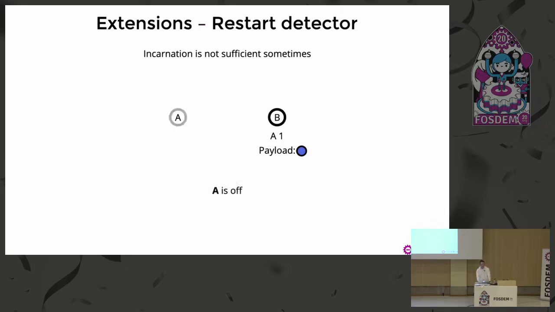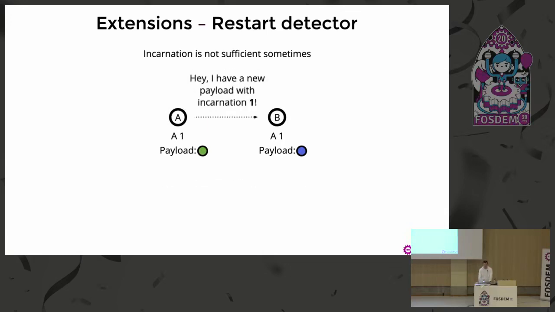Now A is turned off and back on, but with a different payload. Incarnation is not persistent, so after restart it has the same incarnation but a different payload, and when it tries to tell this to B, B compares the received incarnation and the last known incarnation and just doesn't do anything, because it thinks that it already knows everything about A.